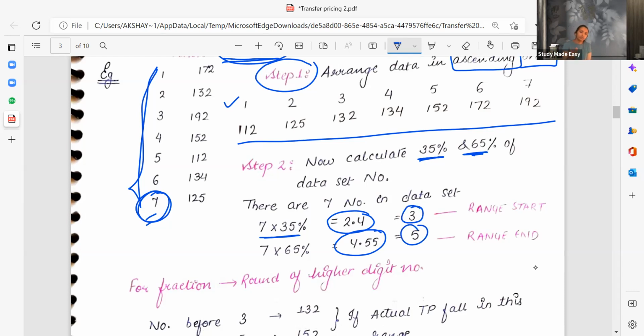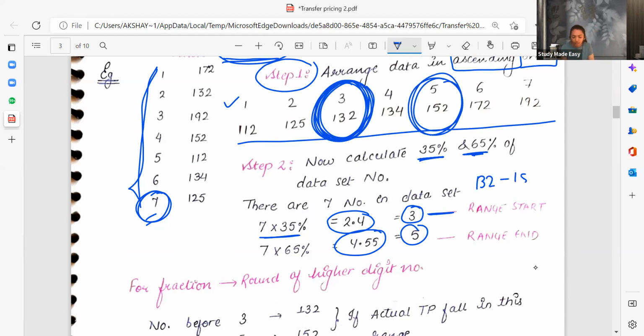Ma'am, what to do about this 3 and 5? Have you arranged that in ascending order? Yes, ma'am. So check in front of 3, what number has been written? In front of 3, 132 has been written. And in front of 5, 152 has been written. That means your range is between 132 and 152.